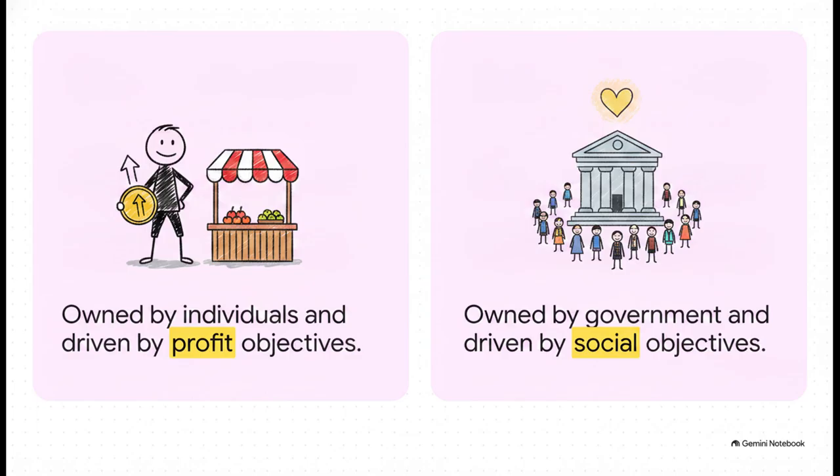On the flip side, we've got the public sector. These are organizations owned and run by the government. Think local schools, police departments, or public transport. Their primary goal isn't profit at all. It's providing essential services, or merit goods, to everyday citizens regardless of their income.